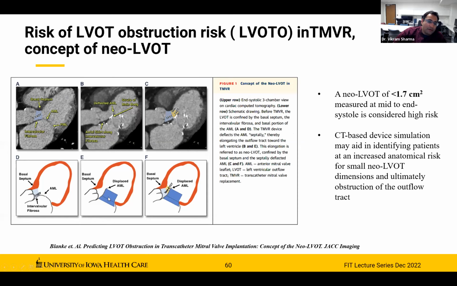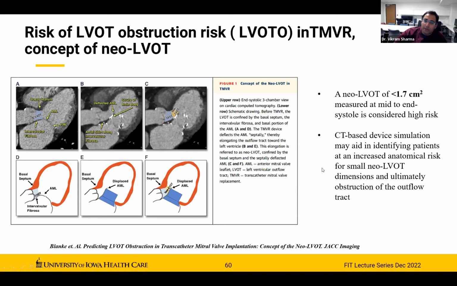So here's a mitral valve prosthesis pushing the anterior mitral leaflet close to the LVOT, particularly in those patients who might have some basal septal hypertrophy. You can have a small LVOT area. In particular, a neo-LVOT of less than 1.7 square centimeters, measured in mid to end systole, is considered high risk for subsequent LV outflow tract obstruction.